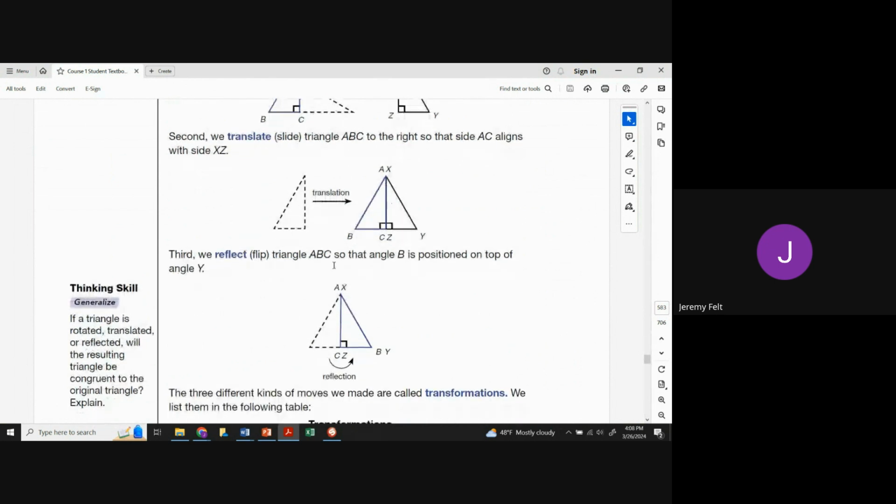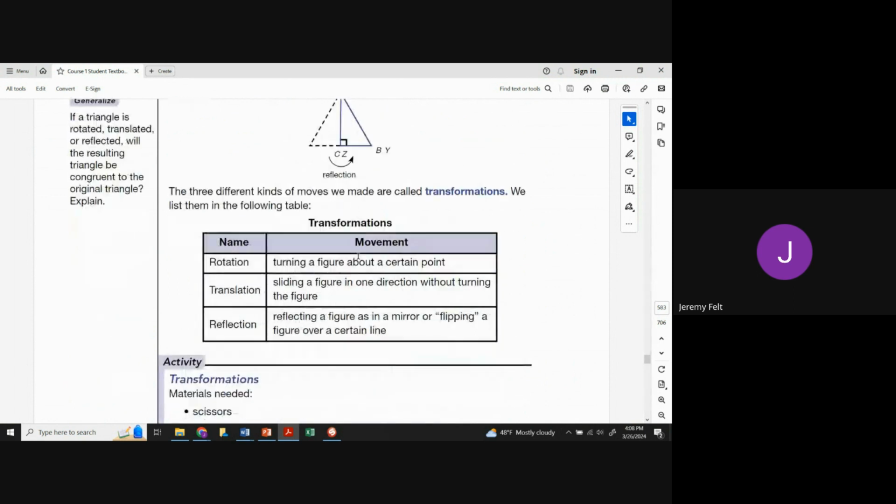A reflection, here we have A, B, C, and then we have a reflection line which acts as a mirror. Now if you've ever looked in a mirror, you get closer to the mirror and it appears that things are getting bigger. If you move away from the mirror, it looks like things are getting smaller. Put one hand close, it's going to look like the other hand is getting close. So these are all transformations.